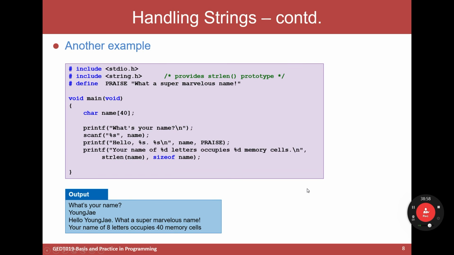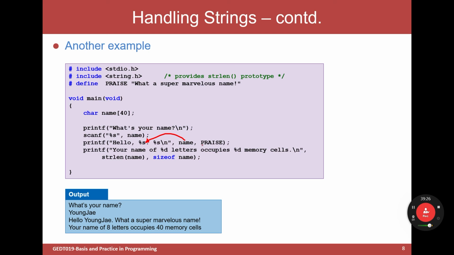Okay, the next example, one more example here. In this example, we will say character names. So we have character names and say, what's your name? And then it will ask you for a name. And after that, it will print hello, and there will be one string. This string comes from name. So this name will go to this string.